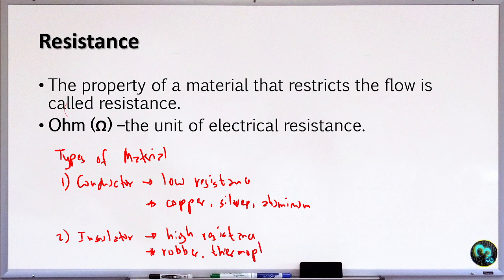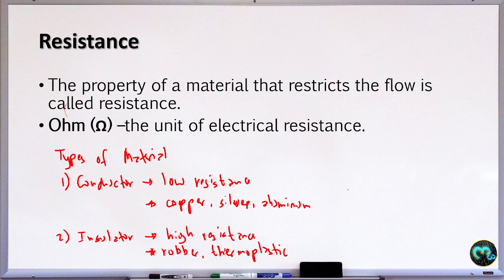But all insulators will become conductors if they have moisture, or if they get wet. Even rubber: even if we say rubber is a good insulator, when rubber gets wet, it will become a conductor, because moisture, water, is a good conductor of electricity. That is why you can still get electrocuted even if you are using rubber.